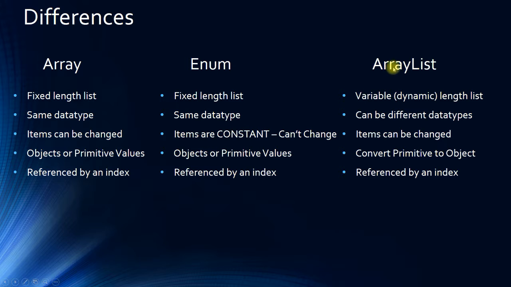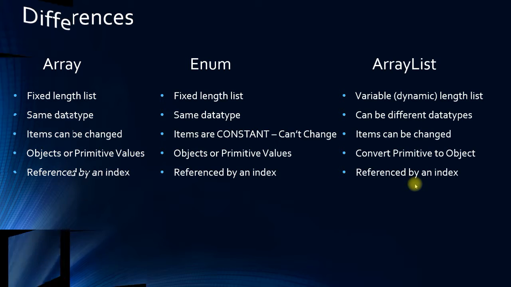In an array list, you have variable or dynamic length lists, meaning you can have 1 to 10,000 items in a list, and you can grow and shrink that array list while the program is running. They can be different data types. The items can be changed. However, you cannot have primitives in an array list. You have to convert primitive to object, and it's also referenced by an index.